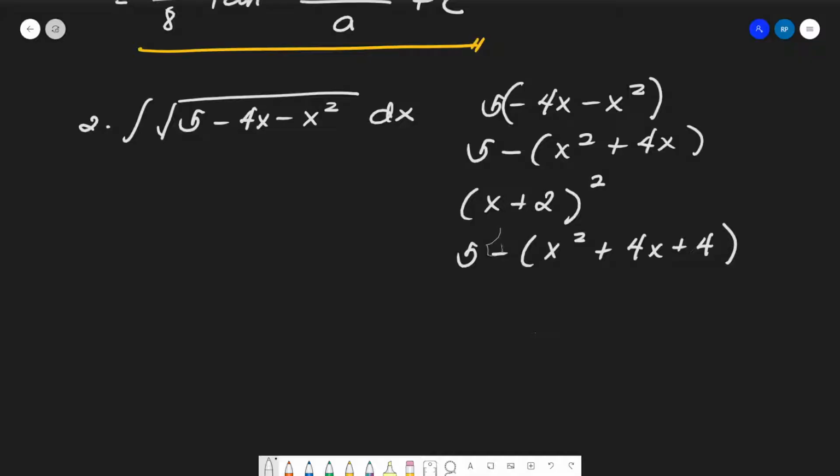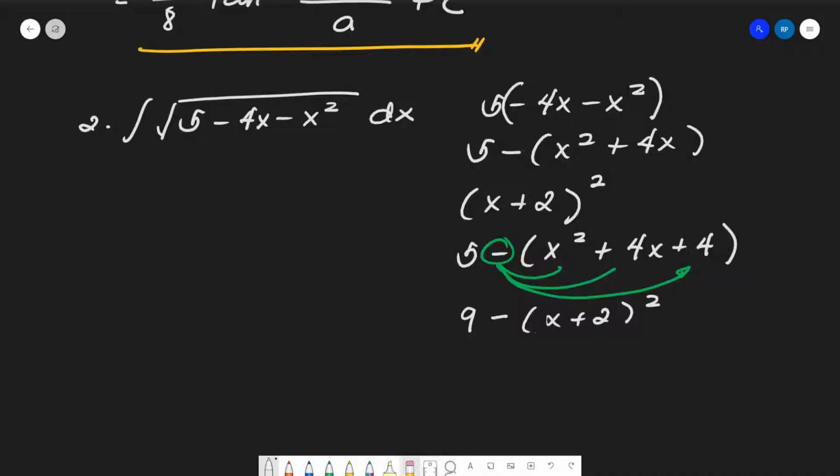Now, if we distribute the negative sign on all the terms, what we added here, actually, we subtracted 4, or we added negative 4. So we need to add also something on this side to balance the expression. What do we add? 4 also. Because this is negative 4, right? 4 minus 4 is 0. So we have 5 plus 4, that is 9, minus x plus 2 quantity squared.